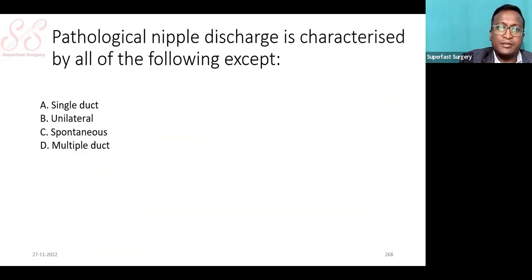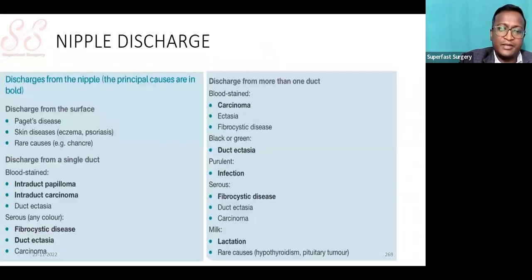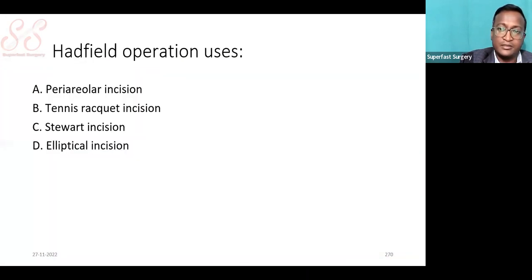Pathological nipple discharge is characterized by all of the following except: as I said, pathological nipple discharge is the 4S: single site, single duct, spontaneous and serosanguinous. So multiple duct is the wrong answer. This is taken from Bailey. The question setter also asks in which of the following diseases there is green nipple discharge. It was ductal ectasia, and serous discharge is fibrocystic. All these three questions have been asked in NEET.